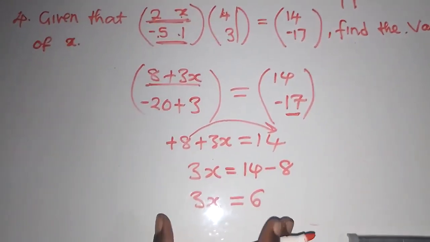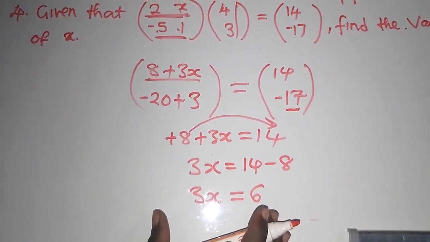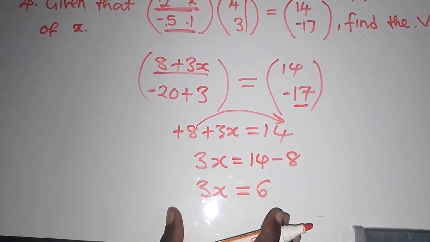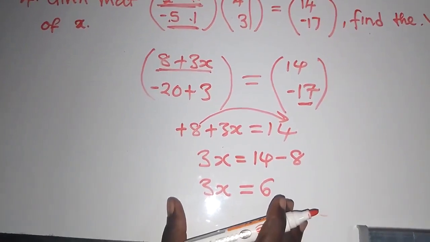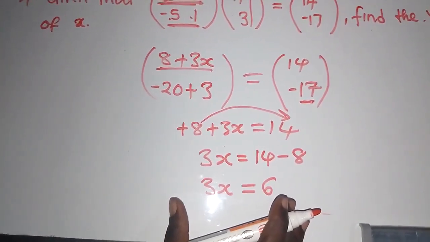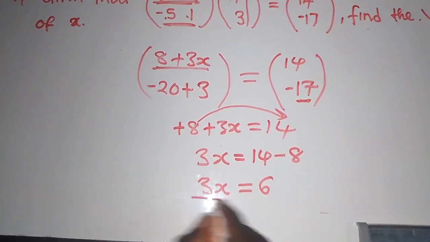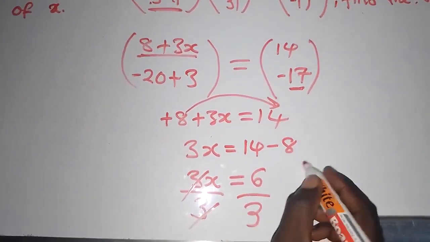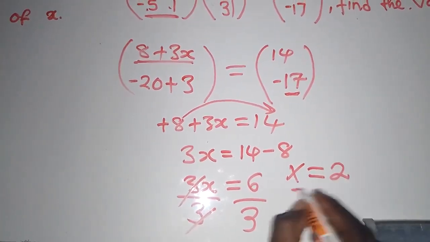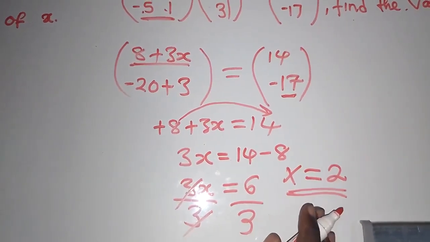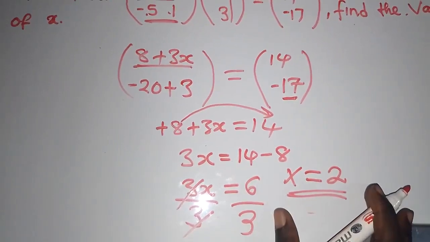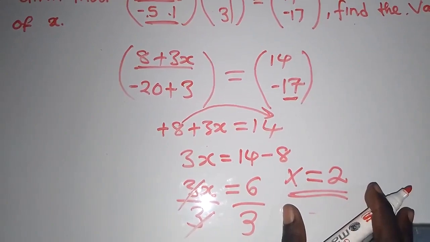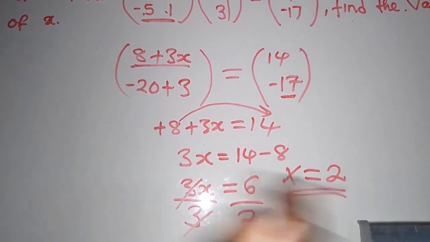So I told you that this is paper 1 and you are not allowed to use a calculator. So let's make sure we understand this part properly. So I say over 3 over 3. This cancelled. So x is equal to 2. This is my answer. This is how I get to find this one.